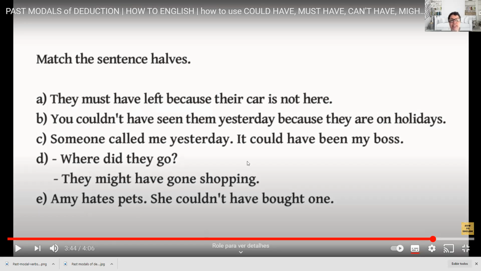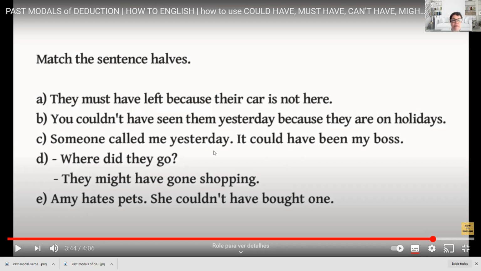So in all sentences here, girls, you notice that we are making deductions about the past, okay? Some of them we are sure, like here, look, they must have left because their car is not here. So I can tell you, they must have left. Look, their car is not here. So I'm almost 100% sure they are not in, right? So they must have left, okay?